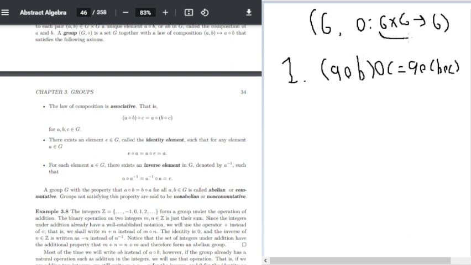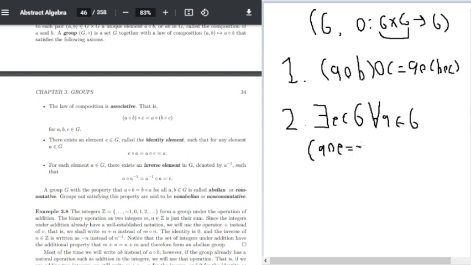And notice here, with how we define this, we only take two inputs at a time. We have to specify this larger structure on three or more inputs. Two, there exists an element E in G. So we'll call it E, and we'll put the existence symbol. There exists an E in G such that for any A in G, we have that A composed with E equals E composed with A equals A. Note in this case that we require it be an identity from both the left and the right, which rules out certain pathological examples and very weird groups, almost pseudo groups.